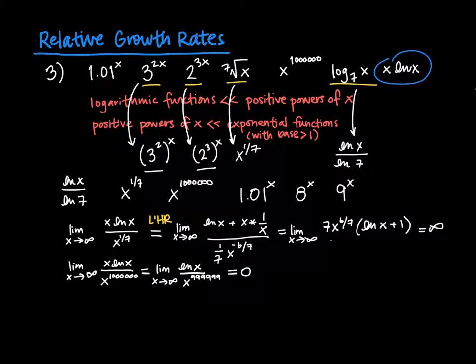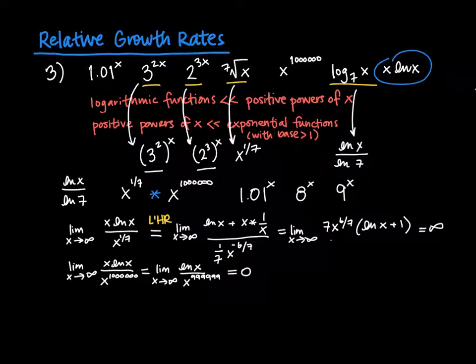When we take the limit of the ratio of x natural log of x and x to the 1 millionth power, we can actually algebraically simplify already and say that's going to be the same as the limit as x approaches infinity of natural log of x over x to the 999,999th power. And we know that positive powers of x are going to grow faster than natural log of x. So this limit will be 0. Which means that the denominator grows faster. So x natural log of x is going to sandwich itself right here. Faster than the 7th root of x, slower than x to the 1 millionth power.